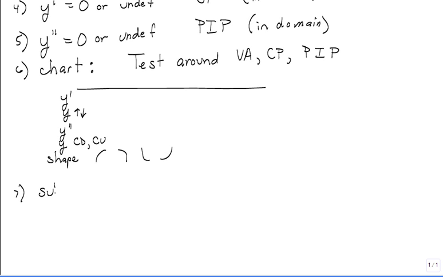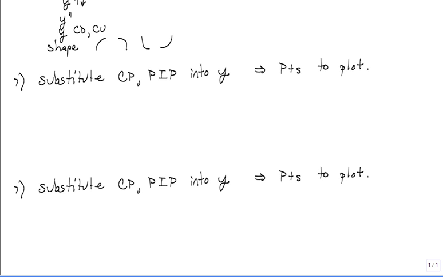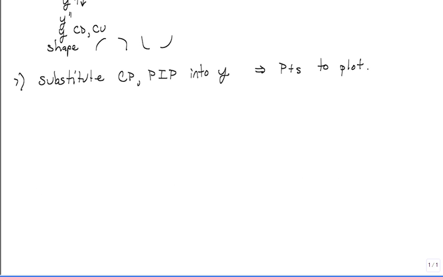And then you substitute the critical points and the possible inflection points into y, into the original problem, and this gives you the points to plot on the curve, besides the intercepts. Okay, so let's try an example of all this, put it all together. Again, this is just kind of a review of everything we've looked at.